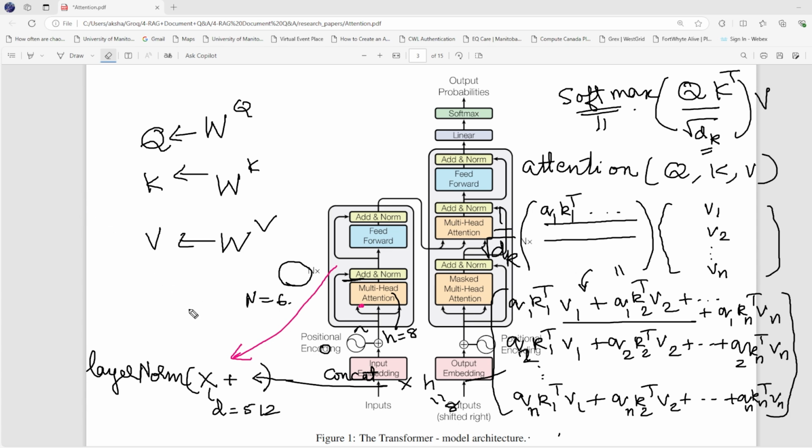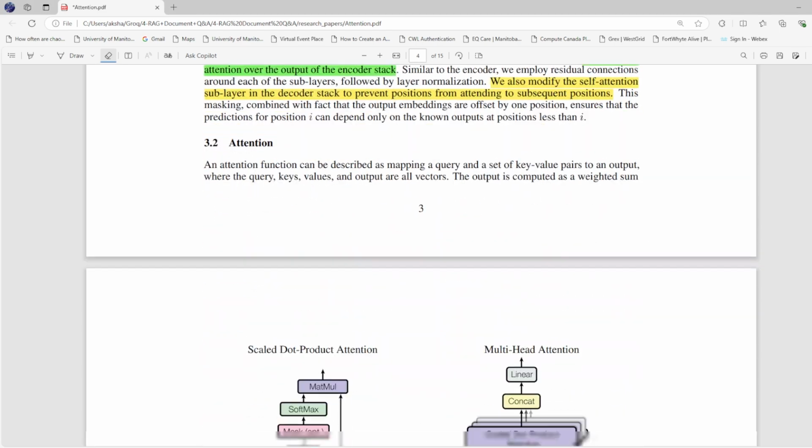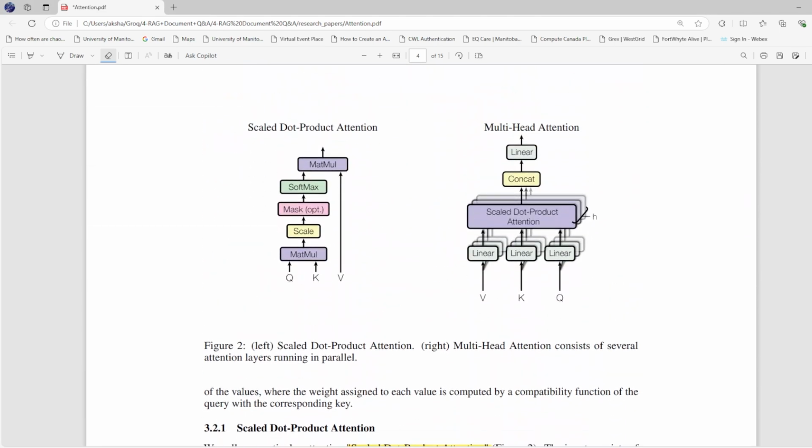If we just go down, this is exactly what they have mentioned here. Let's scroll down and have a look at it. There's this scaled dot product attention that we talked about, and then there's this multi-headed attention. So there are many attention heads happening in parallel, and then there's a concatenation happening, and then it will be passed through a linear layer, and that's your output.